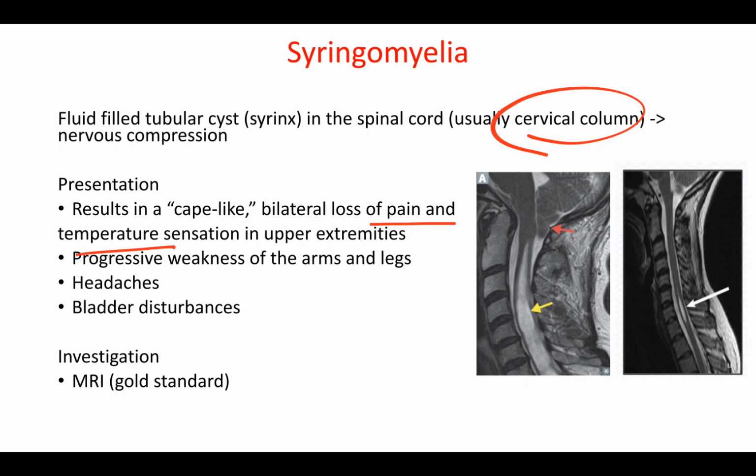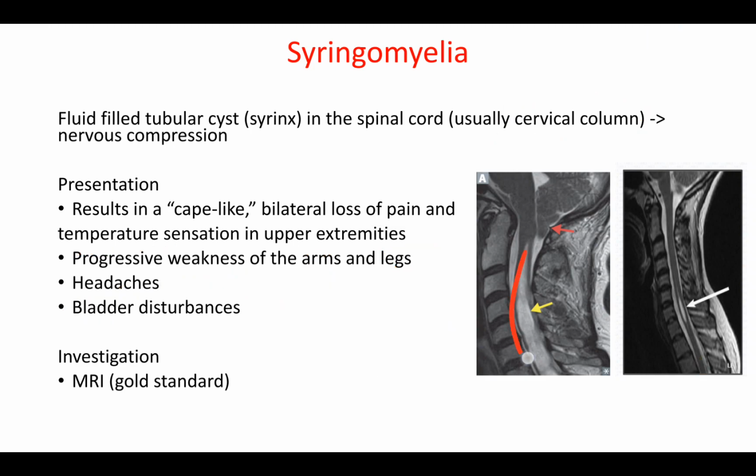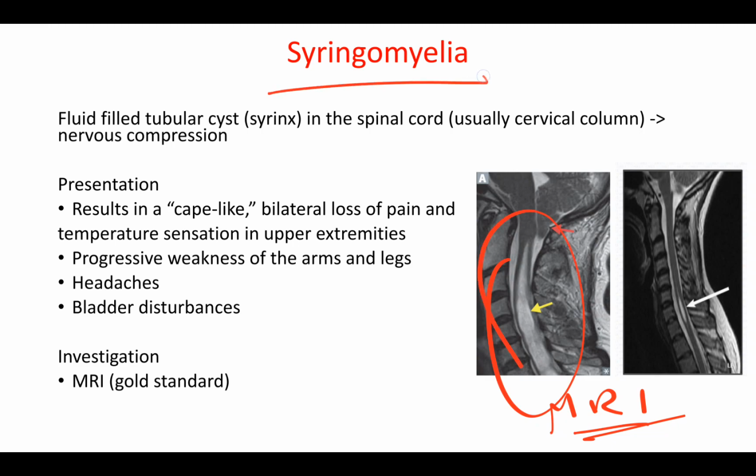But imagine the syrinx being somewhere below, like over your lumbar area or your thoracic area. That will lead to weakness in the legs, not just arms, but also legs. And the patient will also have bladder disturbances. A syrinx here, a proper syrinx here, which is obstructing the CSF flow and everything else, therefore the patient will also have headaches. The investigation will be MRI, gold standard. As you can see in this image itself, these two are MRIs and we can clearly see the syrinx here. So this is all about syringomyelia.